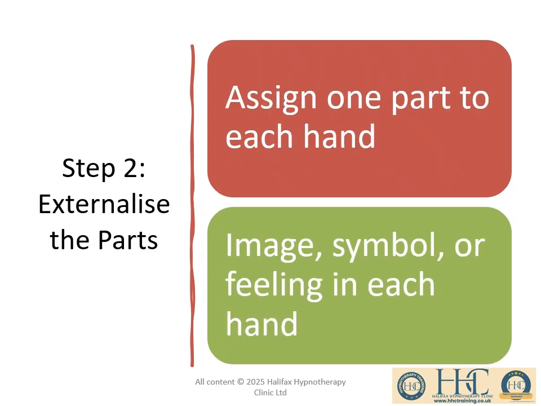Step 2. Externalize the parts. Next, we make the internal conflict external and tangible. Ask the client to hold out both hands, palms up, then have them assign one part to each hand. For our example, the right hand could be confidence and the left hand could be fear. Encourage them to get a sense of each part in their hand. It could be an image, a symbol, or just a feeling.